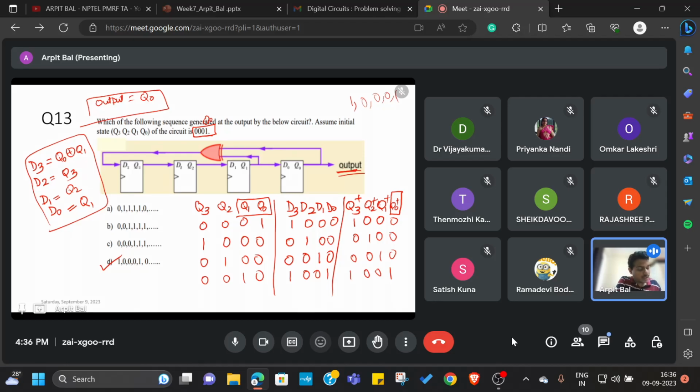Okay, next, question 13 was also similar, but here the output was connected to Q0, so we had to figure out what sequence Q0 is going to follow, and that is what we reported in this question and tried to solve. As I have repeatedly mentioned, the process that we use to solve these questions is actually quite important, and the more you solve these problems, the better you get.